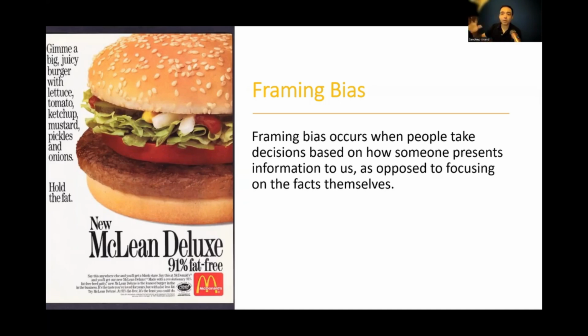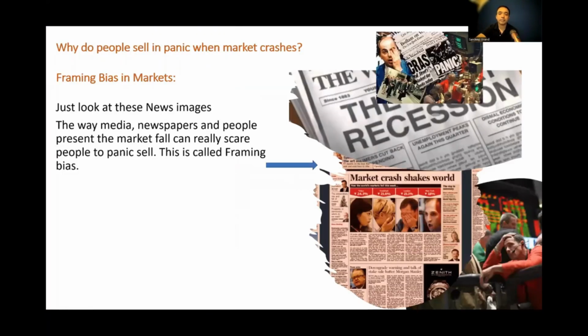The media is shouting, there is so much noise, so many messages coming in on Twitter, there is panic all around, and the media can frame it beautifully. I'll put it in the next slide. Let's look at this. Why do people sell in panic when the market crashes? Look at some of the snapshots. I'm not picking on any particular media; every media goes through this. That's their selling proposition. We can't blame them, but that's the framing bias caused in our mindset.